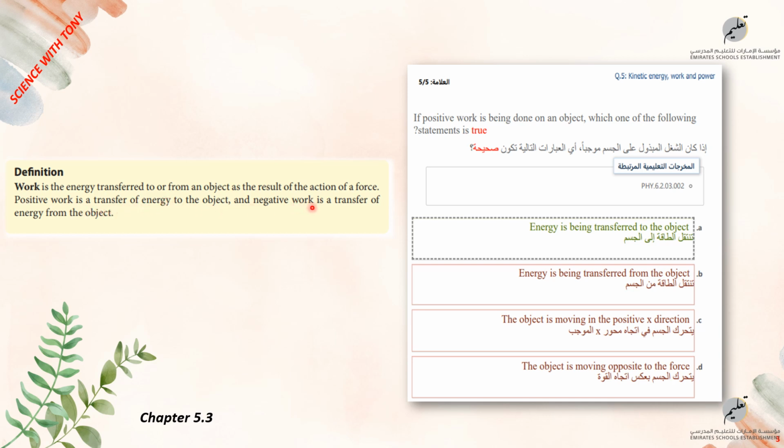And negative work is a transfer of energy from the object. So positive work means that the object is receiving energy, which is equivalent to the first statement where energy is being transferred to the object. So that's what we mean by a positive work. We continue with question 3.